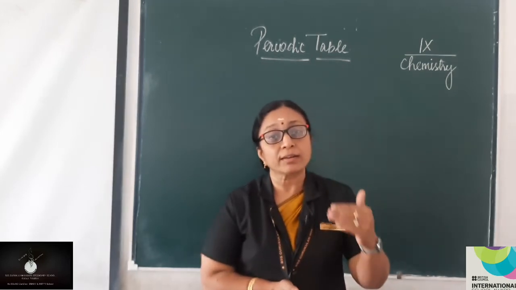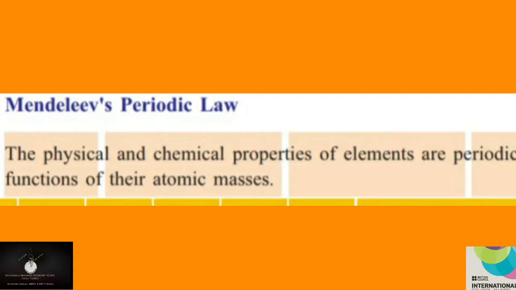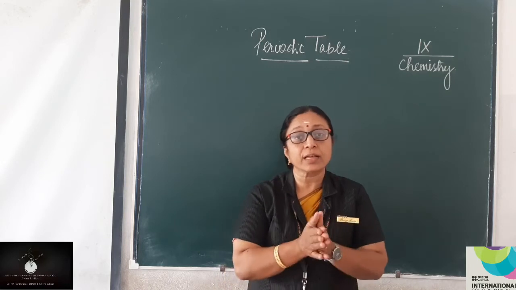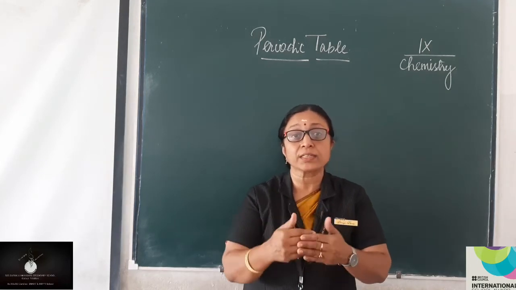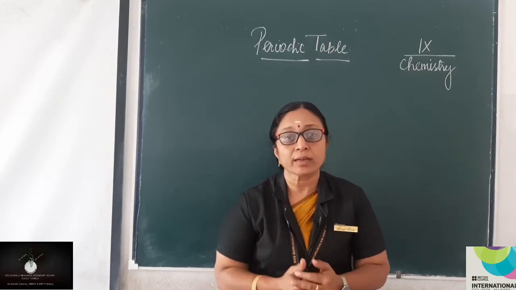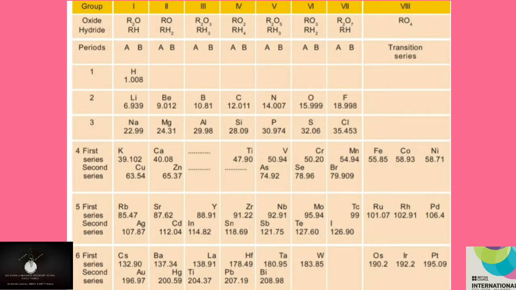It is called Mendeleev's periodic law. What does Mendeleev's periodic law say? The physical and chemical properties of elements are periodic functions of their atomic masses. So this is Mendeleev's periodic law. It says that the physical and chemical properties get repeated if elements are arranged in the increasing order of their atomic masses. Now shall we see Mendeleev's periodic table? Yes, this is Mendeleev's periodic table. You can see.